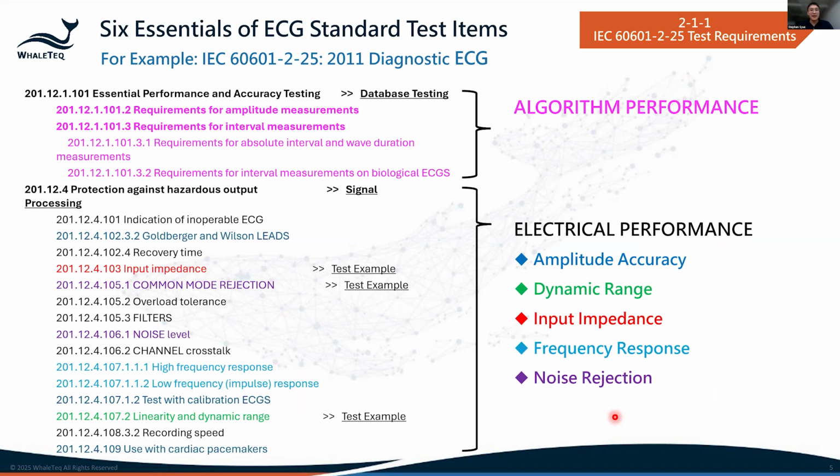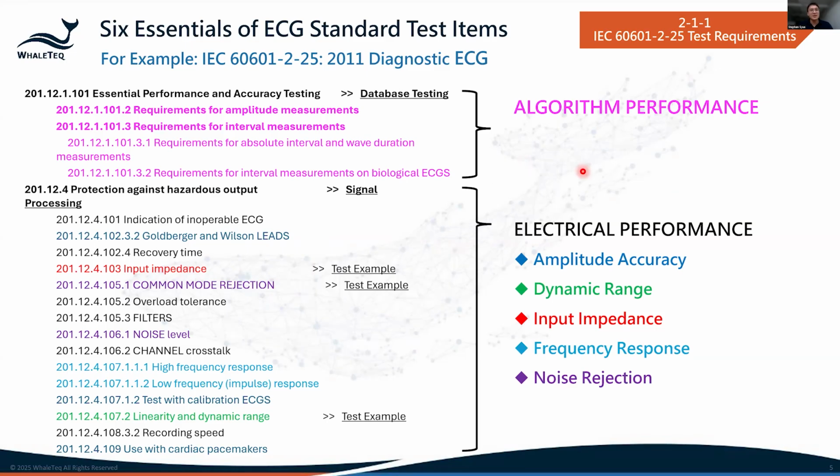If you look at the left side of the slide, you will see the full list of test items from the IEC 60601-2-25. It looks intimidating, right? But whichever of the 25, 27, 47 standards you are working on, we can simplify the entire map. We have distilled all the compliance tests into six essentials. Let's break it down.